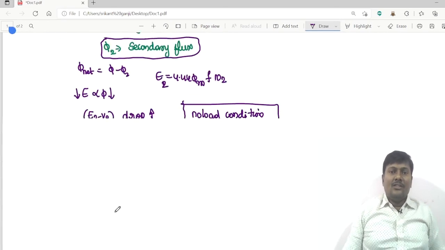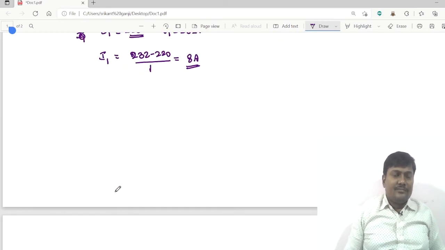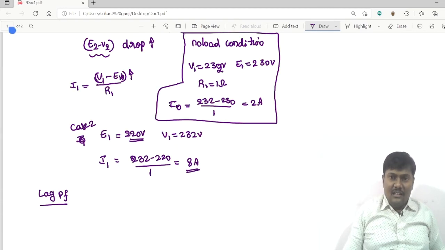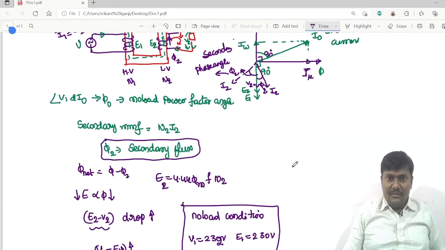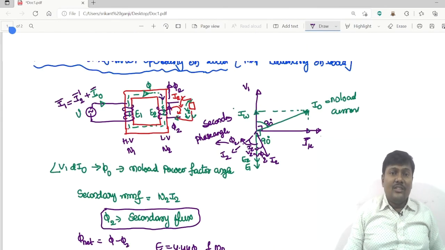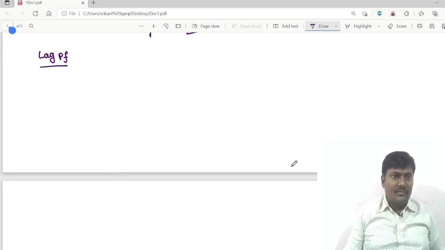Okay, so I am drawing the phasor diagram for lagging power factor. If it is in phase, it means V2 and I2 are both in the same phase. The angle between the voltage and current is 0 degrees for a resistive load. So once again, I am drawing the phasor diagram.